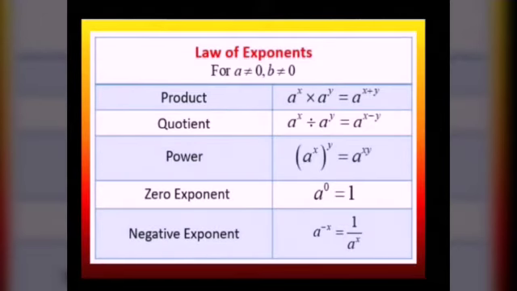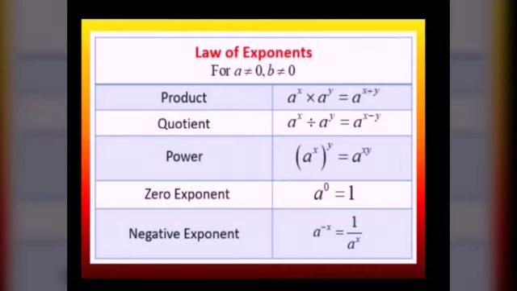Laws of exponents. In case of product, when the bases are the same, the powers will be added. So a raised to the power x multiplied by a raised to the power y equals a raised to the power x plus y. But in case of division, a raised to the power x divided by a raised to the power y equals a raised to the power x minus y, because when the bases are the same, the powers will be subtracted in case of division.